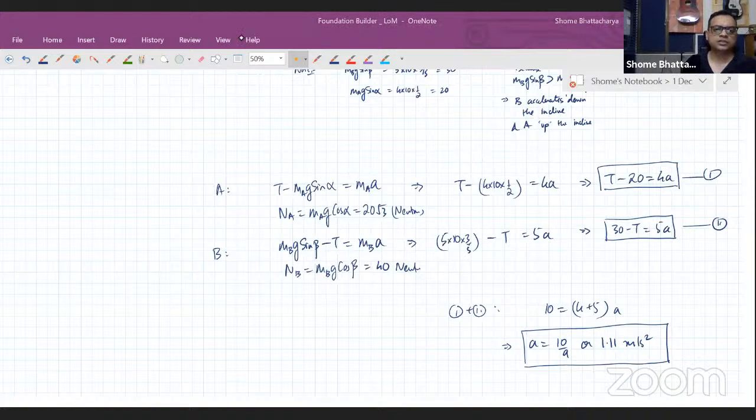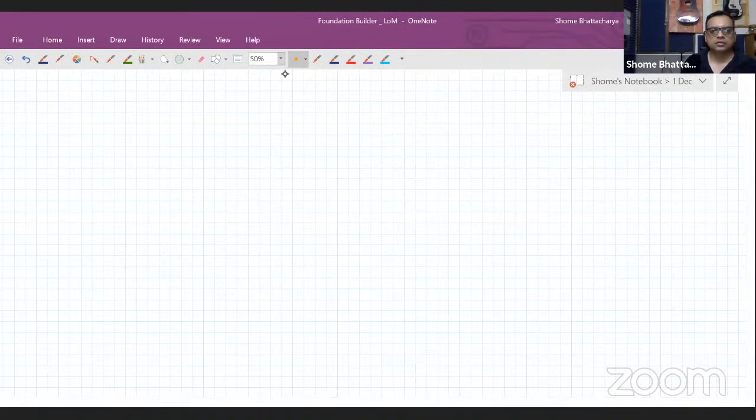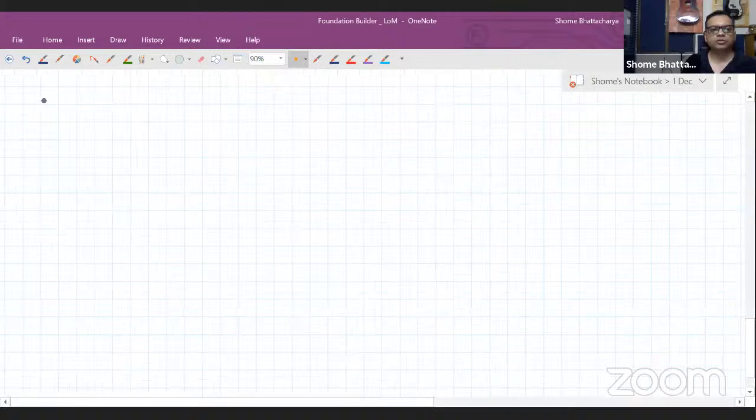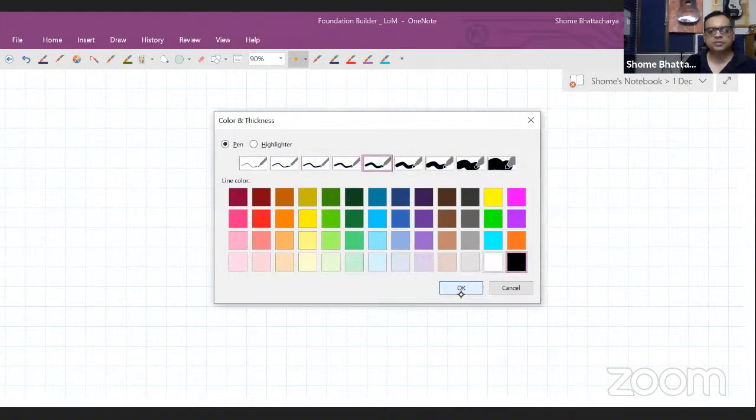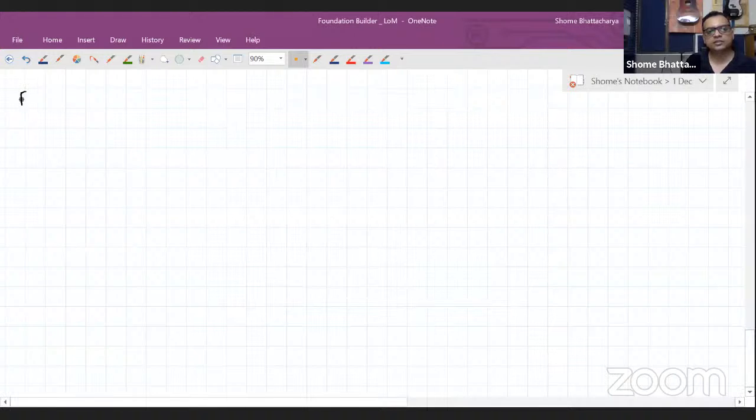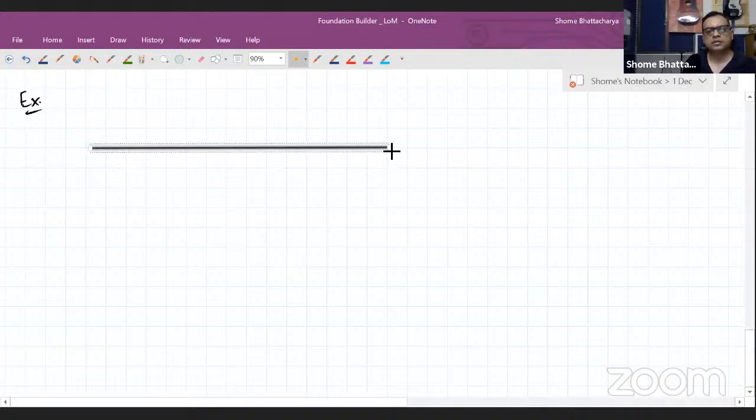Okay, so hope this question is clear to all of you. Now let's move on to the next one. Now we'll do one more practice question where we'll discuss a couple of more things that can be asked in a situation like this, in a system involving a pulley, blocks and a thread. Apart from acceleration, what else can be asked? Let's understand that.